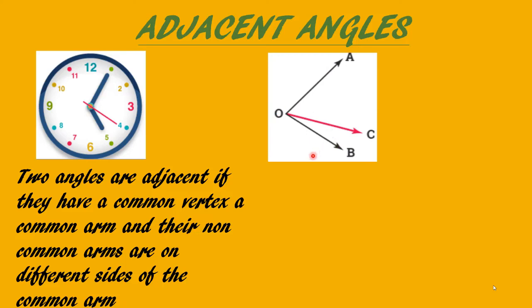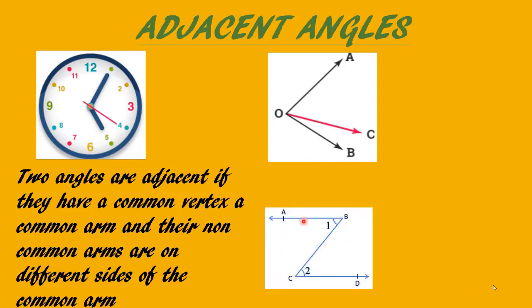Now let's look at some other figures. In this picture, you can see that angle 1 and angle 2 have a common arm BC, but they do not have a common vertex. Angle 1 has vertex B, whereas angle 2 has vertex C. So these angles are not adjacent angles.